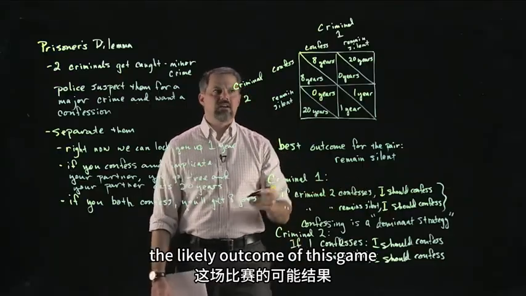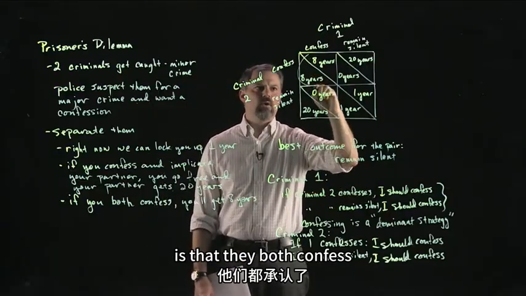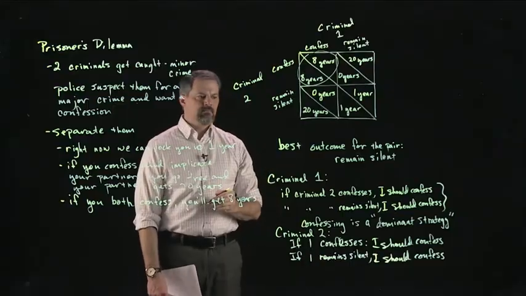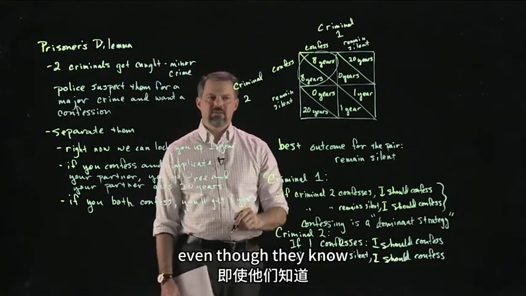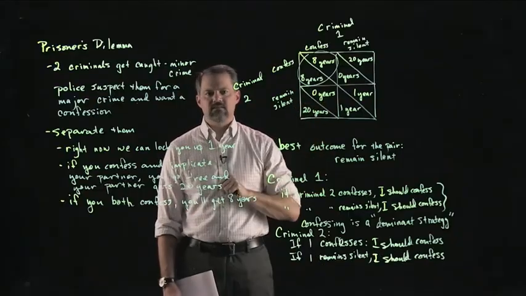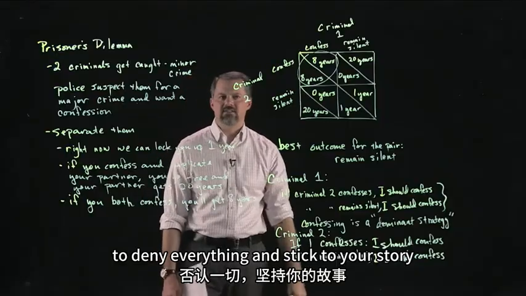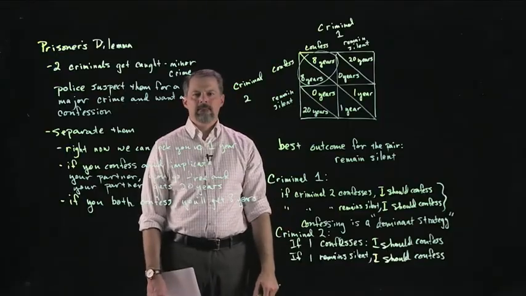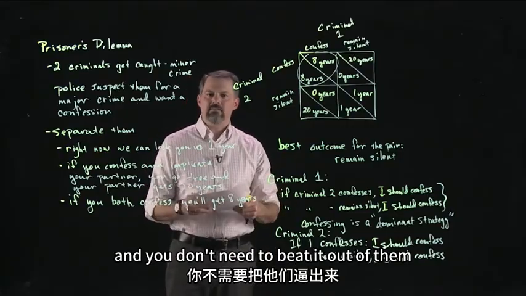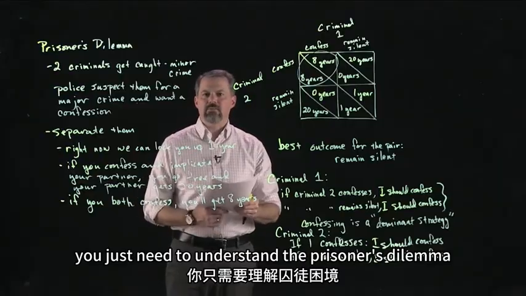The likely outcome of this game is that they both confess and both spend 8 years in prison, even though they know that it's in the best interest of them as a team to remain silent, to deny everything and stick to your story. The likely outcome is that they confess, and you don't need to beat it out of them. You just need to understand the prisoner's dilemma.